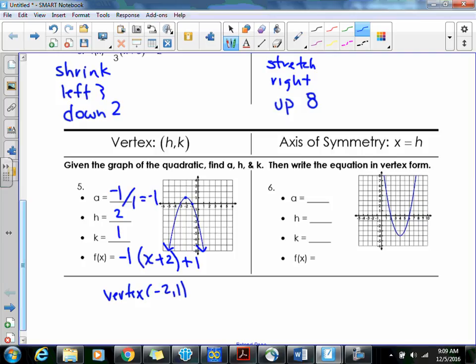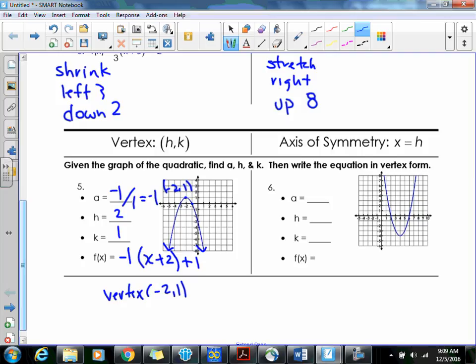We have to do a couple more for it to click, okay? H is going to be the opposite. So the vertex is at -2, 1. H is going to be the opposite of that. So it's going to be +2. K is going to be 1. And then I can put it in here. Let's just try another one.